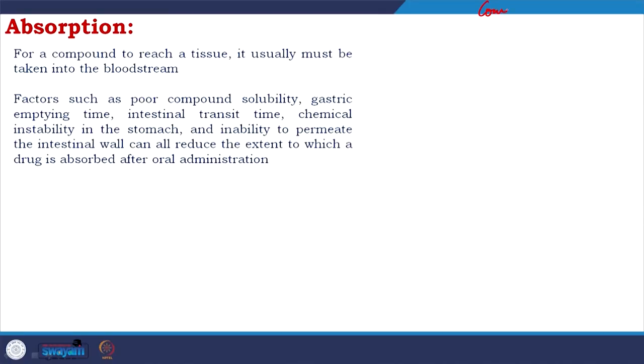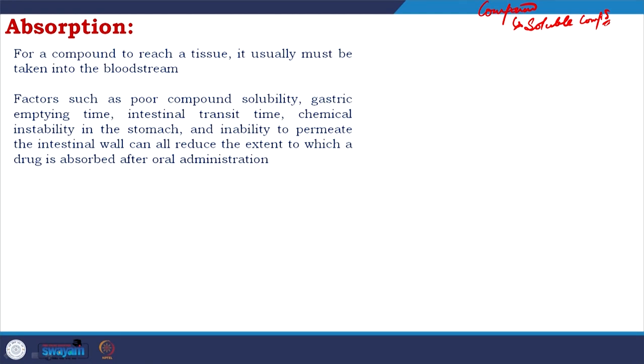So, now when you say compound, a good soluble compound has good quality to be a drug. Gastric emptying time, how much time it takes. Intestinal transit time, how much time it takes to go in the flow. Chemical instability in the stomach, because in the stomach environment, is the compound stable or not? The inability to permeate the intestinal wall, is it able to permeate? Is it able to go through the intestinal wall? All of them reduce the extent to which a drug is absorbed after oral administration.